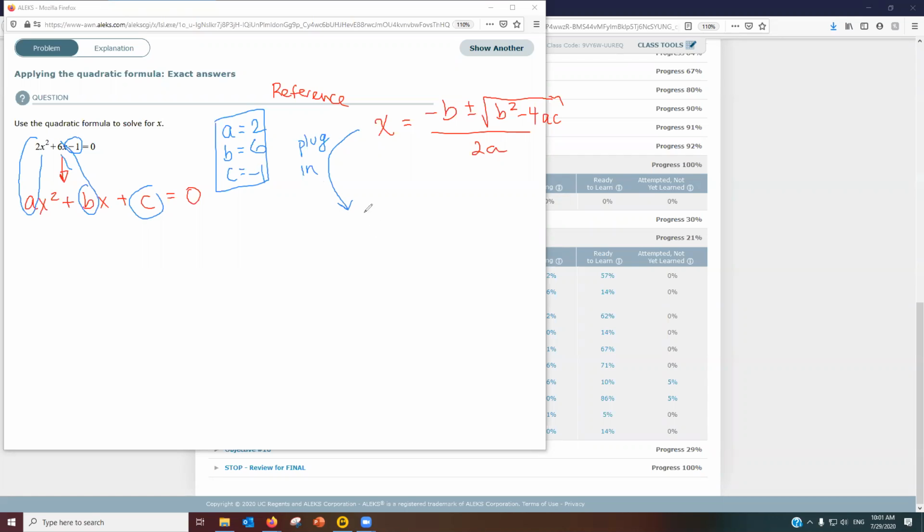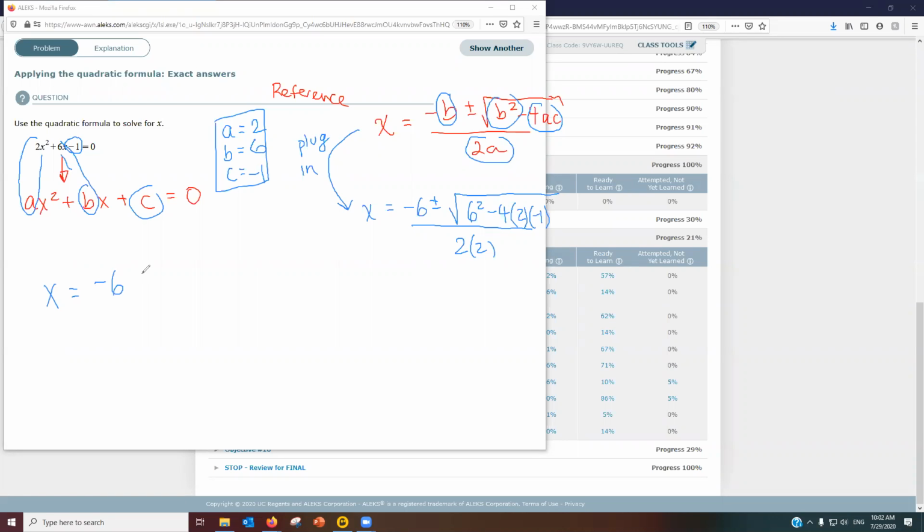All right, so let's work it out. First thing is, in place of b, I'm going to drop in a 6. So this is going to be negative 6 plus or minus, let's go under the square root. It says b squared. Well, that's going to be 6 squared minus 4 times a times c. Our a number is 2. Our c number is negative 1. All over 2a. That's 2 times 2.